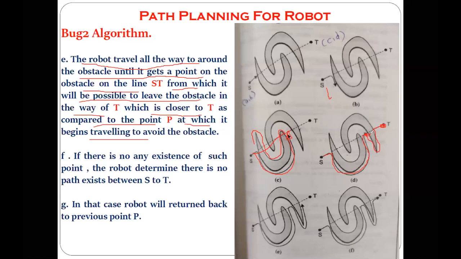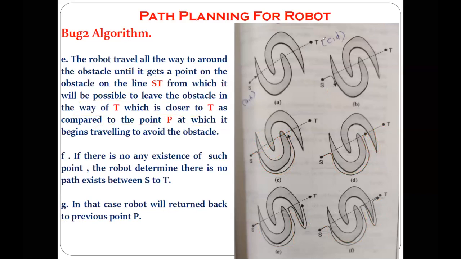But what if he never finds the straight line? Sometimes it can happen, yes or no? Yes. So in that case, it indicates the path does not exist. And in that case the robot will have to return back to the previous point P from where he found the obstacle. So in this way you can see the same thing we have shown here, and the robot goes on to the target position.